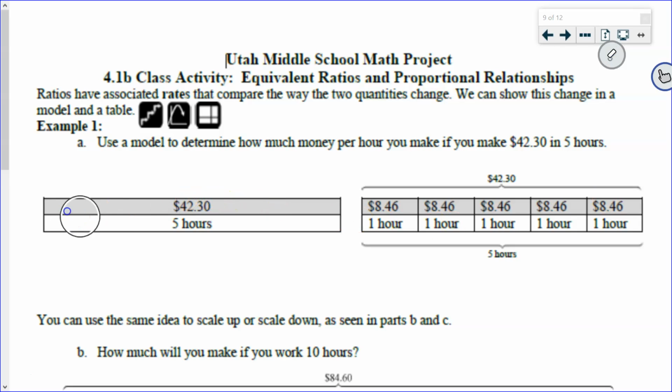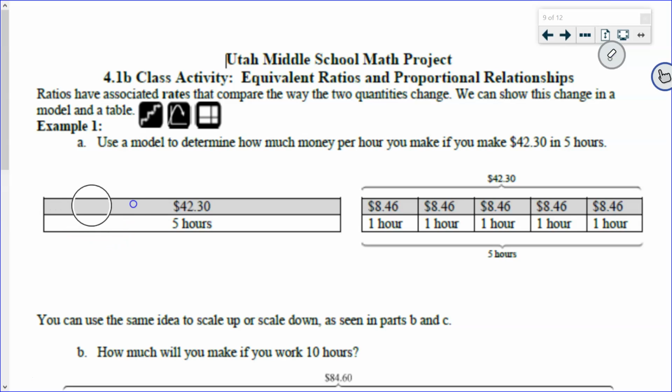So we start with an example, and most of this example is worked out for us, but they work out these examples using these diagrams here, which are tape diagrams or bar diagrams, bar models even. And we've always shown our work in a different way. So again, I just want to make those connections on how all of this works together. It says, use a model to determine how much money per hour you make if you make $42.30 in 5 hours. Here's the way that they solve the problem.